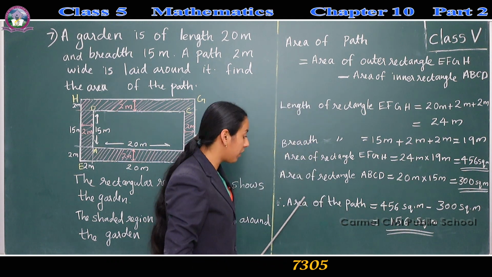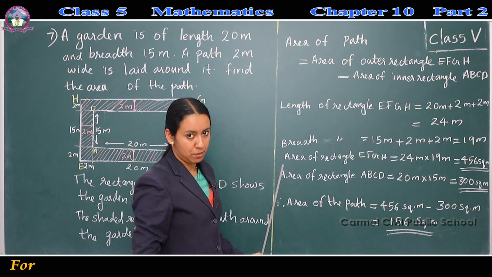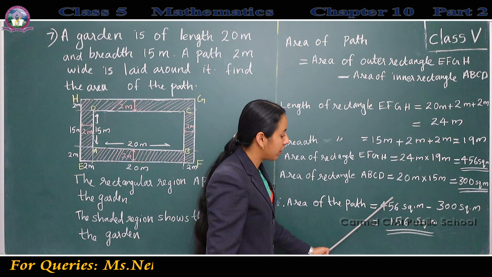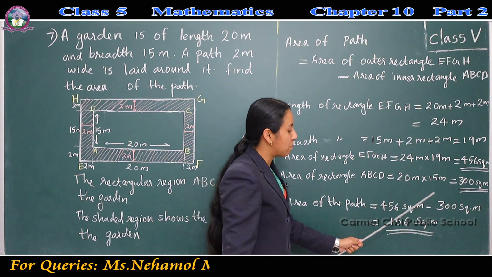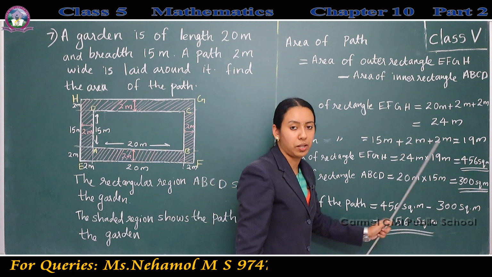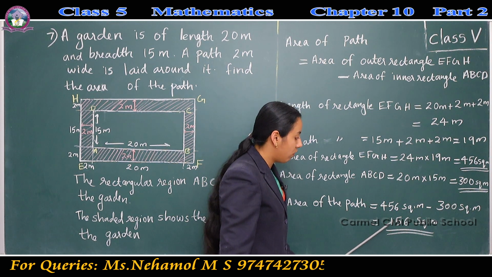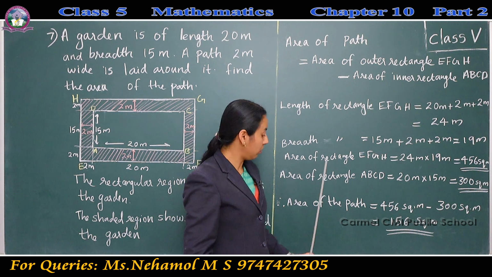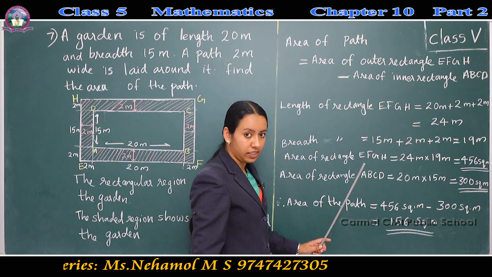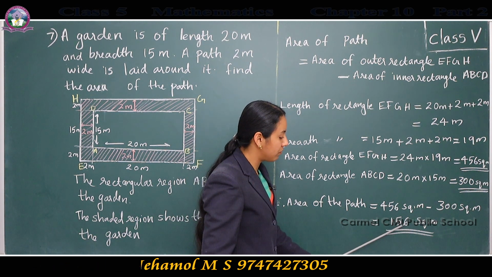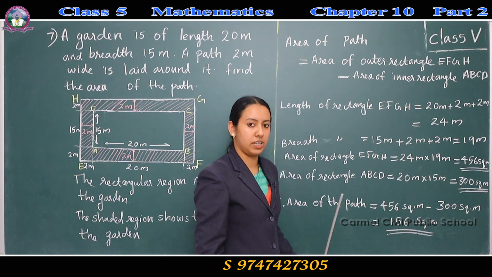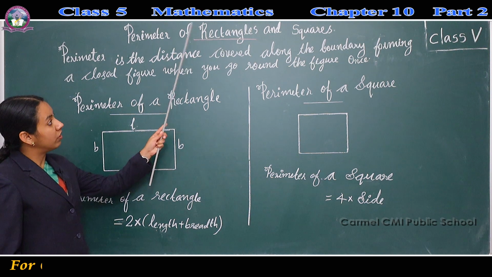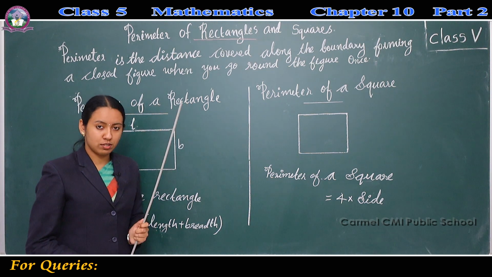Then now we have to find area of the path. That means difference of these two numbers. 456 square meter minus 300 square meter, that is equal to 156 square meter. So area of the path is 156 square meter. Next topic, perimeter of rectangles and squares.